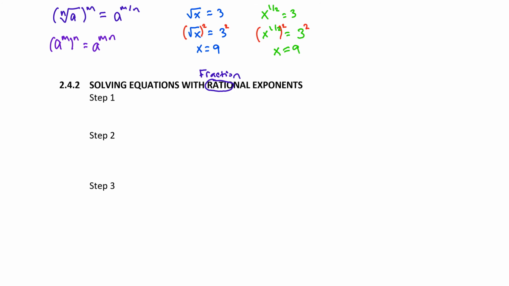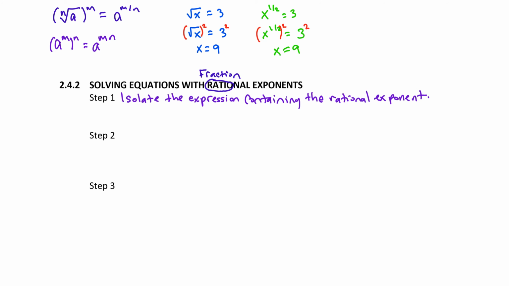So let's go through the process, or the algorithm, for solving a rational exponent equation. Step 1, we're going to isolate the expression containing the rational exponent. Sometimes that's already done, and you'll be able to skip that step. But relate this back to what we know about radical equations. Remember, to cancel the radical, first we have to isolate the radical and then square both sides. We're doing the same thing here.